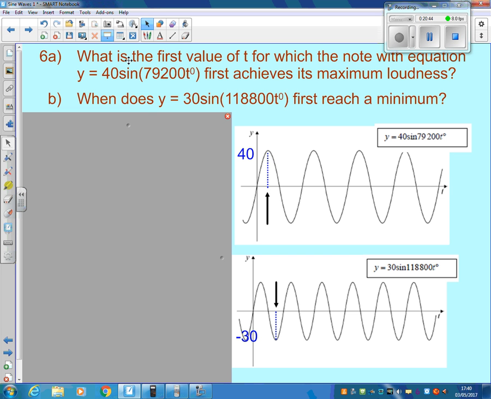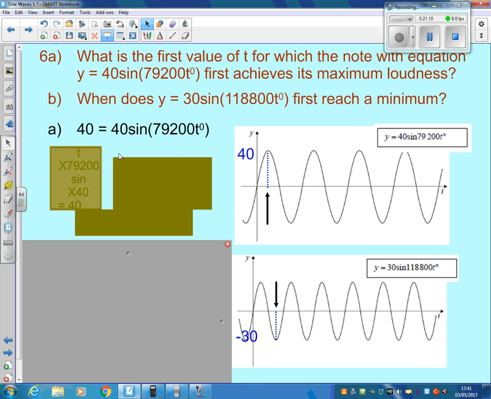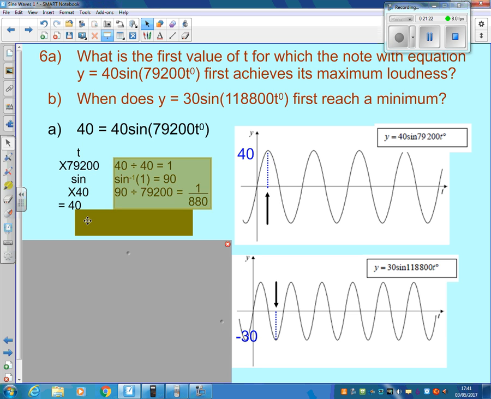Let's look. What's the first value of t for which the note with this equation here, y equals 40 sine 79,200t, first achieves its maximum loudness? So we're looking at that point there. Well, for this one, maximum loudness is 40, so basically it's saying when is y first 40. So, replace the y by 40, do the onion method on it. Start with t, times 79,200, find sine, times it by 40, and it equals 40. Come back doing the opposite. 40 divided by 40, 1.